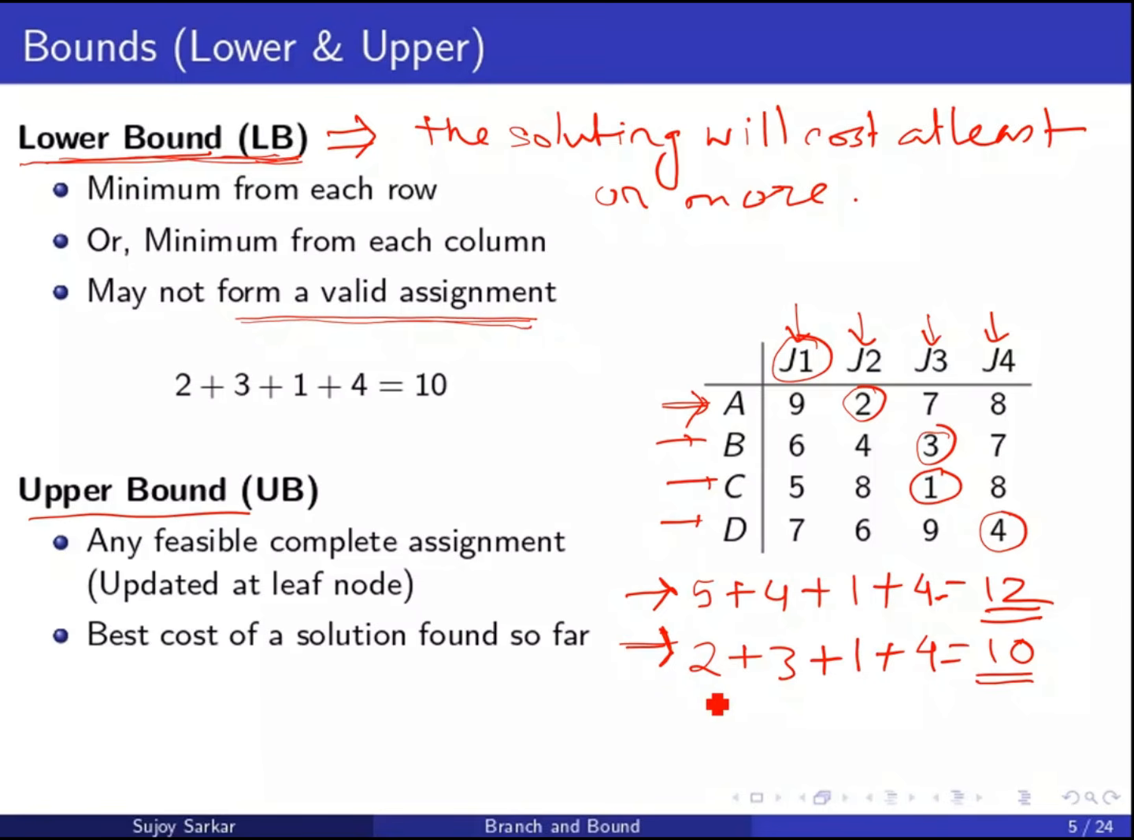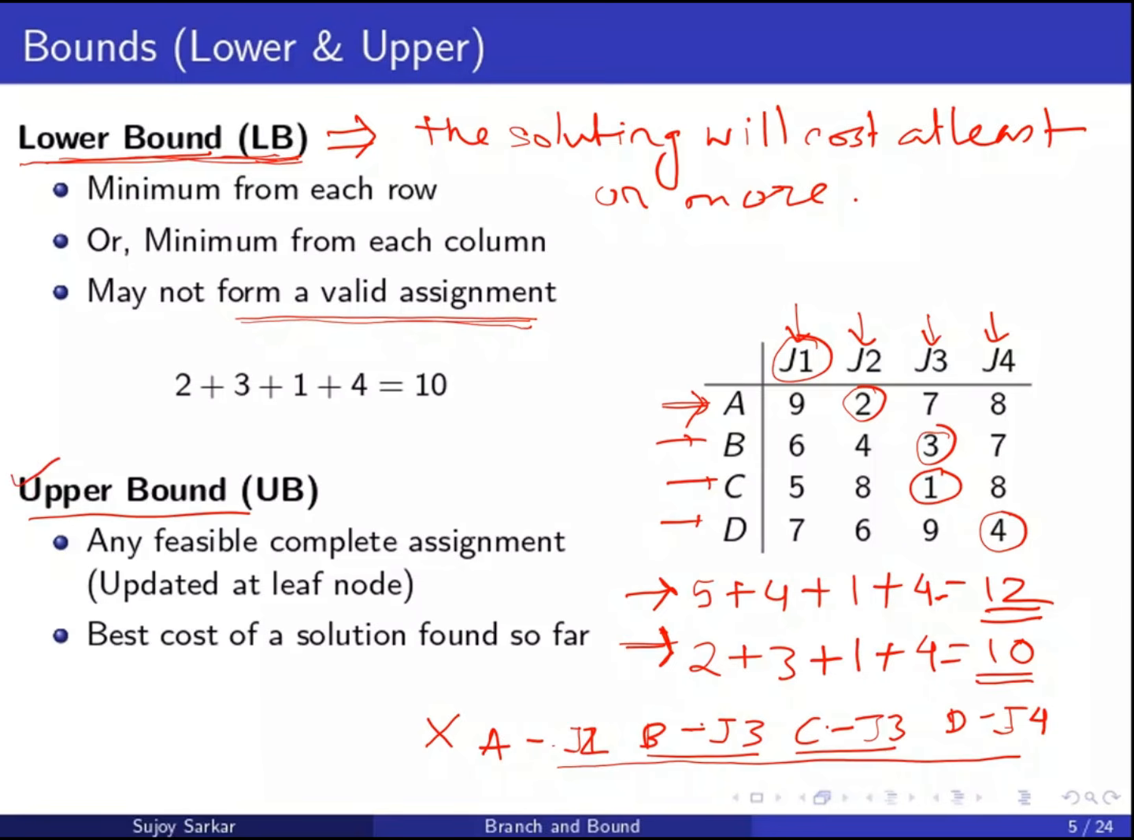For example, here what have we assigned? We have assigned A with job 2, B with job 3, C with job 3, D with job 4. So you can see there is a conflict. B and C both are assigned the same job. So this is not a valid assignment, but it gives us the lower bound, and we will be using this lower bound to guide our search.